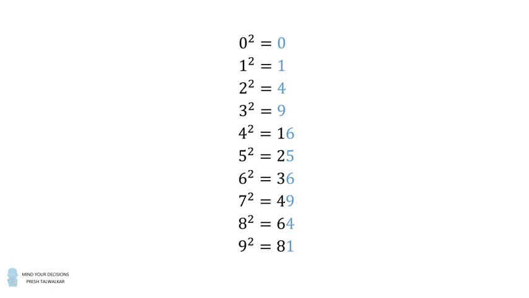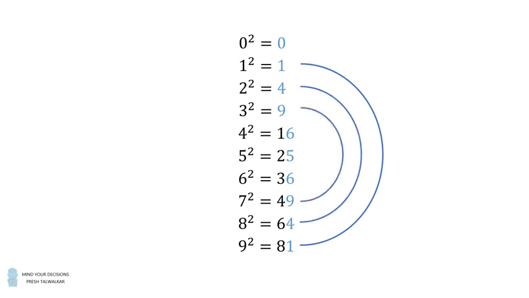Squares end in the same last digit. 1 squared and 9 squared both end in 1. 2 squared and 8 squared both end in 4. 3 squared and 7 squared both end in 9. And 4 squared and 6 squared both end in 6.